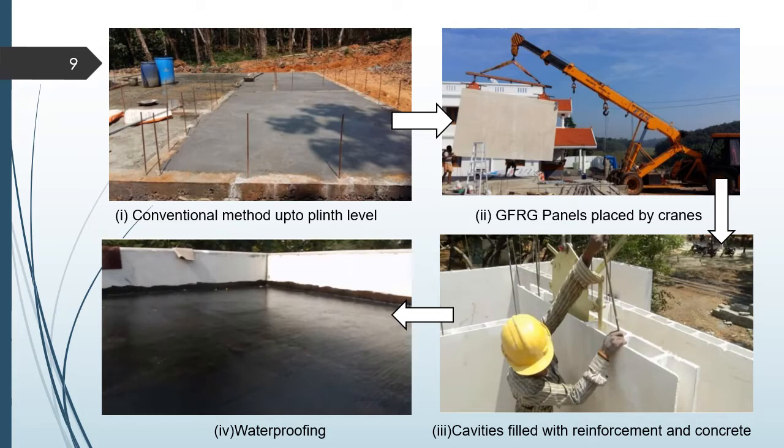So this slide shows the construction process using GFRG. As I told you, the first step is conventional construction up to the plinth level, and then the second one shows the GFRG panels which are erected by using cranes at appropriate positions, and then cuts may be provided for doors and windows. The third step is filling the cavities with reinforcement and concrete if necessary, and also with waste materials. Finally, waterproofing is done so that water may not enter into the building in any case.